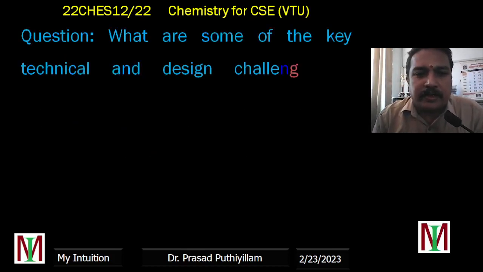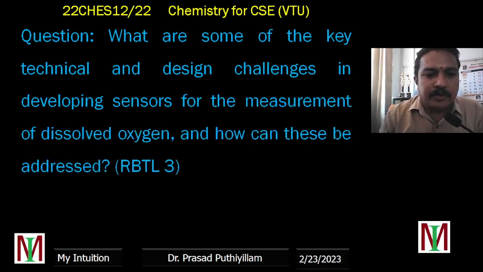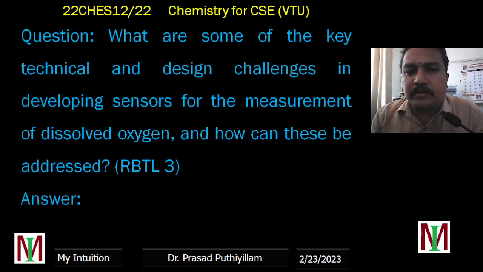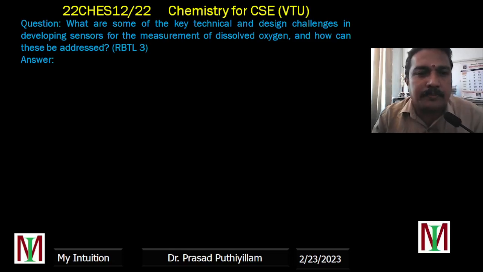Question: what are some of the key technical and design challenges in developing sensors for the measurement of dissolved oxygen, and how can these be addressed? I'll be reading this one because I already explained the main part of dissolved oxygen. So I am only giving what type of questions can be asked at level 3, and how we need to answer it. What are the expectations for this type of question?